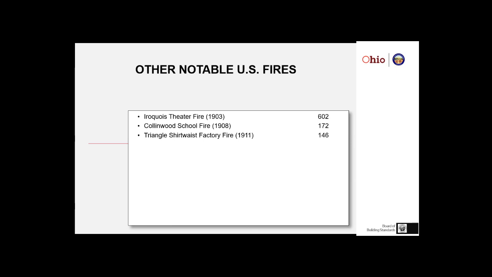Let's look at the Triangle Shirtwaist Factory Fire, which occurred in 1911. This happened in New York City on Manhattan. This was a building that was built in 1901, which is today presently part of New York University. There were 146 people that died. The deaths all occurred on the 8th to the 10th floor where this factory was located.